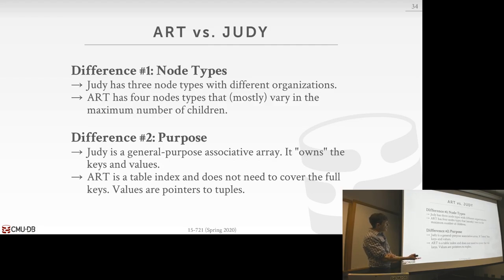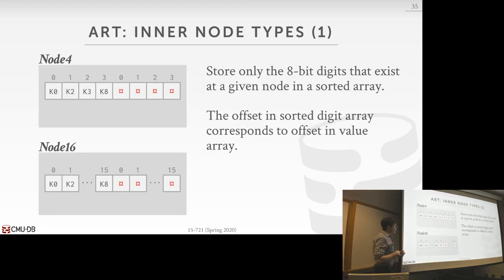So the main difference is that the Judy array is going to have three node types or different organizations. ART is going to have four node types that mostly vary in the number of elements, or number of digits, you can store per node. And as I said, the Judy array is meant to be a general purpose associative array, whereas ART is a table index. So the first node type can be the same thing as the linear node in Judy array, just with two different sizes.